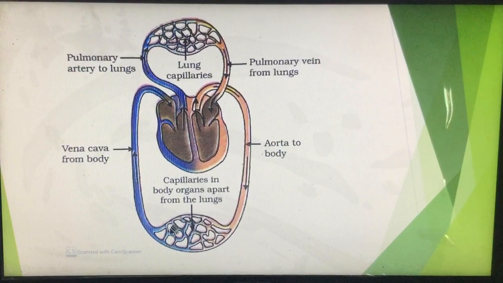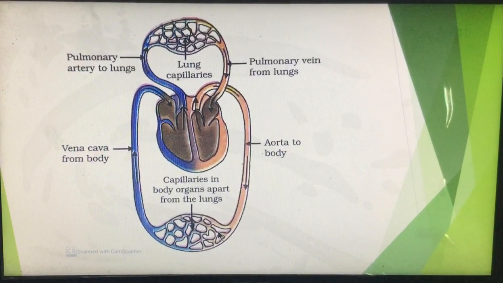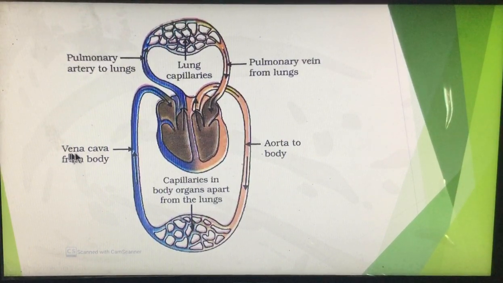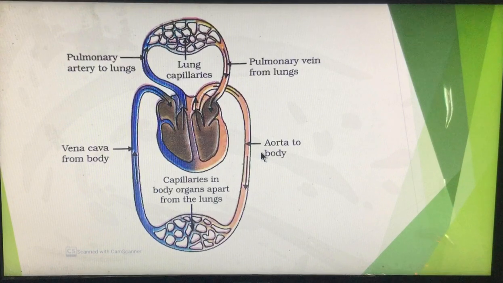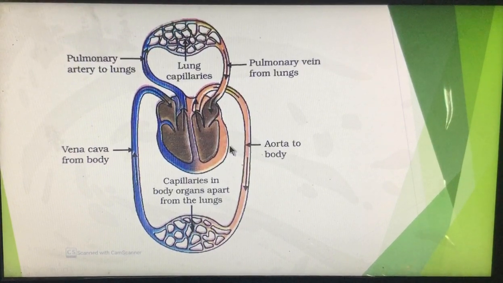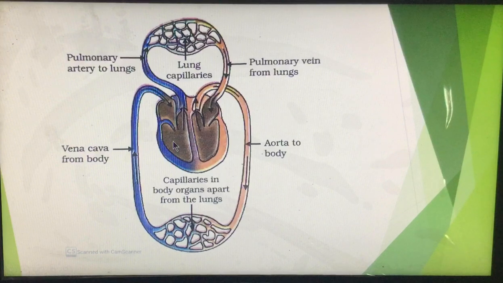Body के अंदर, again the oxygenated blood, that means oxygen will be used, carbon dioxide will be released. As a result, the oxygenated blood gets converted into deoxygenated blood, and this deoxygenated blood is carried towards the right side of the heart, that is the right atrium, with the help of vena cava. So vena cava collects the blood from the body, whereas aorta supplies the blood to the body. And then from the right ventricle, the deoxygenated blood is carried towards the lungs for oxygenation with the help of pulmonary arteries.